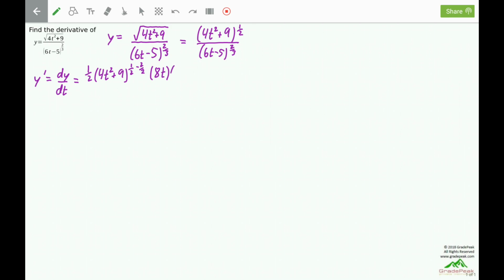Derivative of the numerator times the denominator left alone, so 6t minus 5 to the 2/3, minus the numerator left alone, 4t squared plus 9 to the 1/2, times the derivative of the denominator. That's a power rule. We'll bring down the power, 2/3. We'll leave the inside alone. We'll subtract 1 from the power, I will call it a minus 3/3. And then multiply by the derivative of the inside, which is a 6, to complete the chain rule.